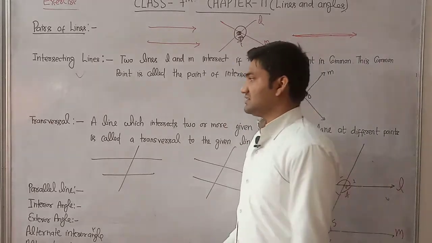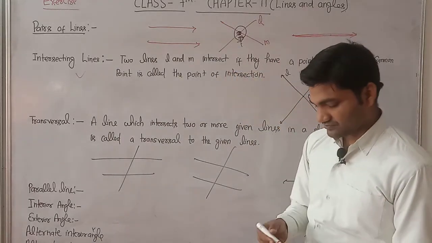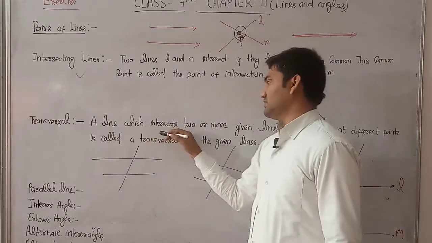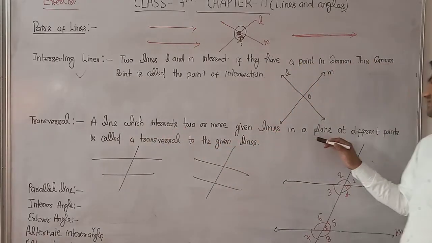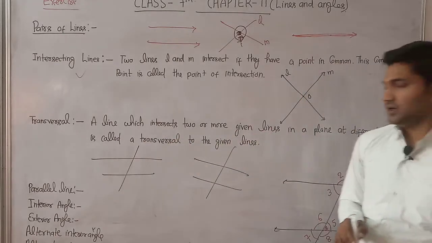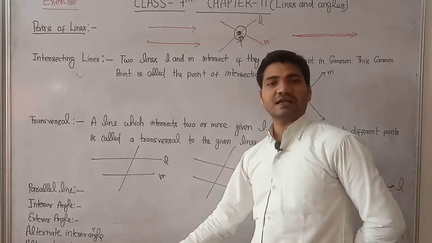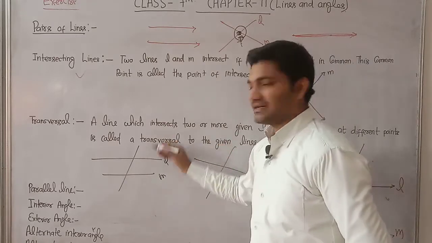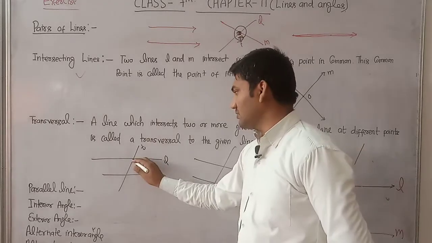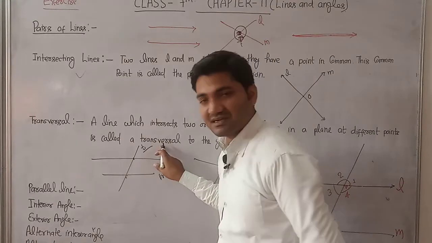Okay. Now next is a transversal. A line which intersects two or more given lines in a plane at different points is called the transversal to the given lines. Two lines L and M are given, and another line T intersects both lines. Then line T is called the transversal.